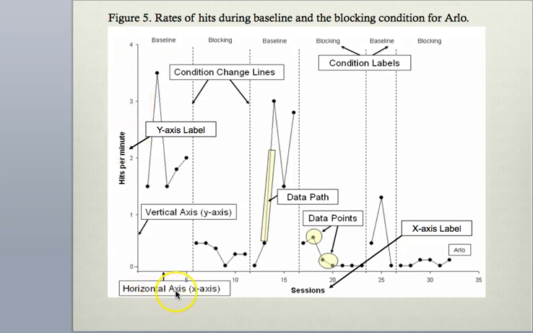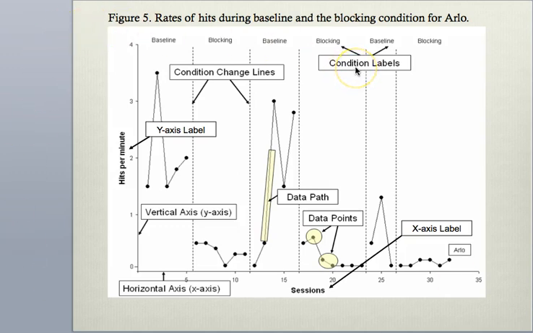And our horizontal, or x-axis, is across the bottom here, and this is the number of sessions. The number of sessions that go across the bottom range from session 1 all the way to session 35, which is probably a month or a month and a half's worth of data for this individual. And of course, our ABA reversal design intervention begins with baseline.